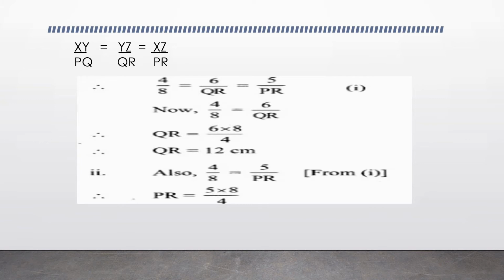Now first, equating the first two terms, that is 4 upon 8 is equal to 6 upon QR. Therefore QR is equal to 6 into 8 upon 4. Therefore QR is equal to 12 centimeter. And also equating the first and third terms, 4 upon 8 is equal to 5 upon PR. Therefore PR is equal to 5 into 8 upon 4. Therefore PR is equal to 10 centimeter. The final answer is QR is equal to 12 centimeter and PR is equal to 10 centimeter.